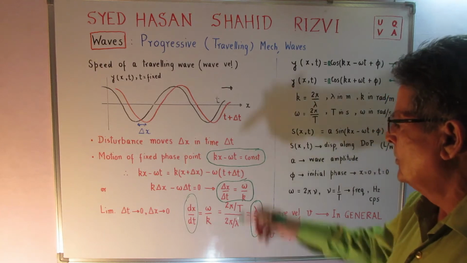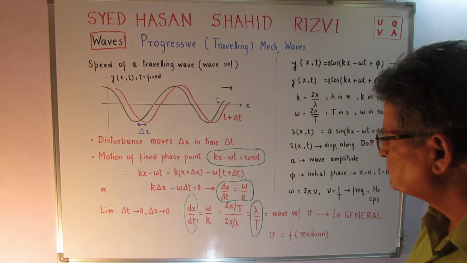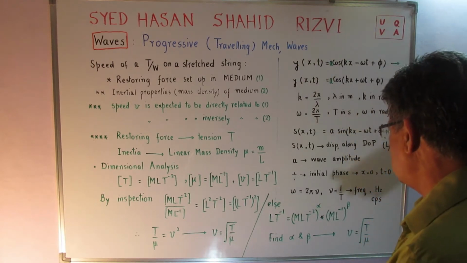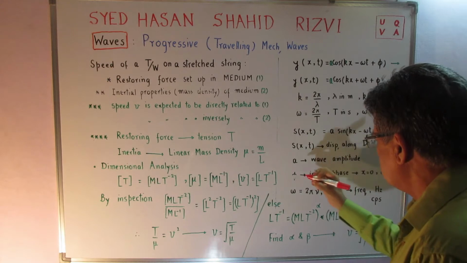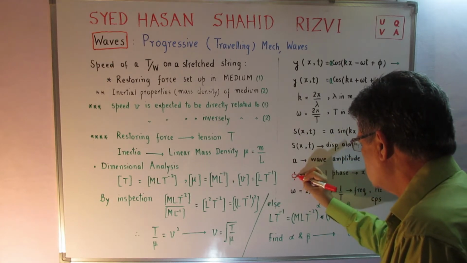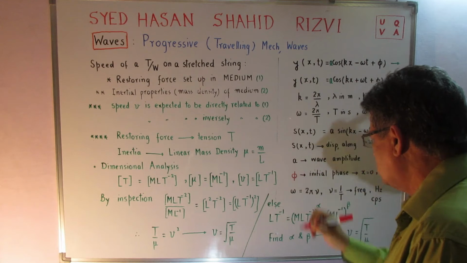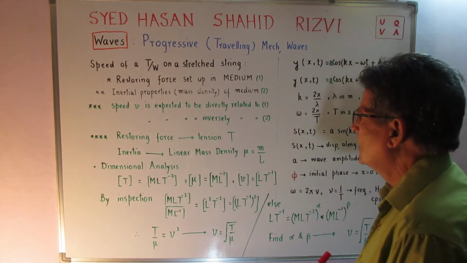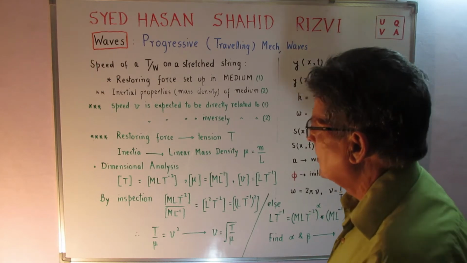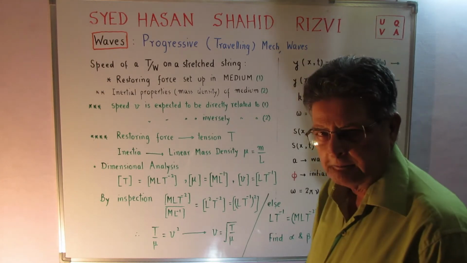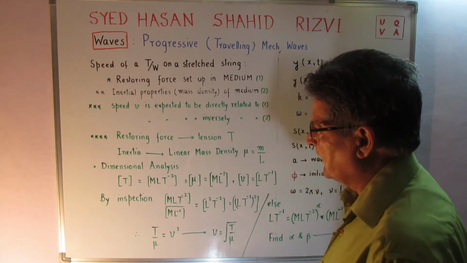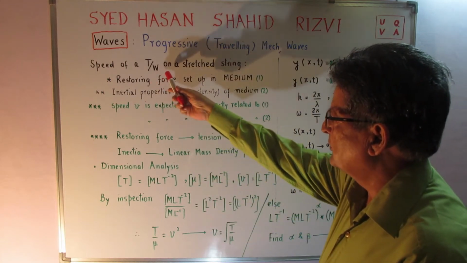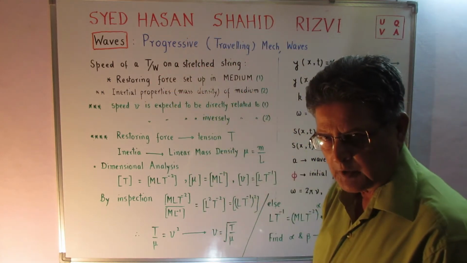Okay? So we talk more about it. So now, after defining the velocity as lambda upon capital T, which is a general definition, we now try to find the speed of a transverse wave on a stretched string.